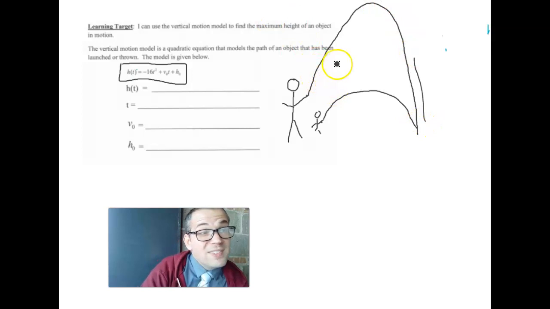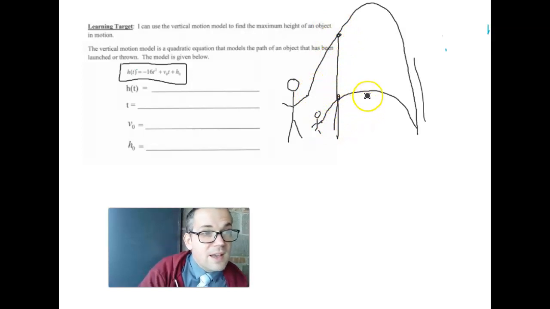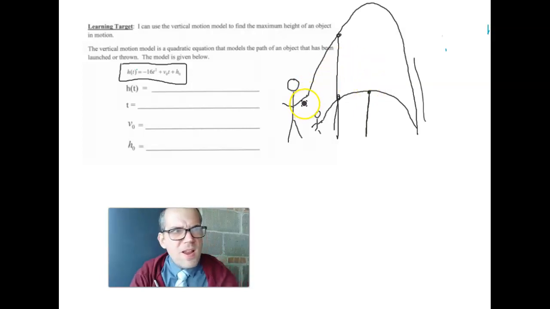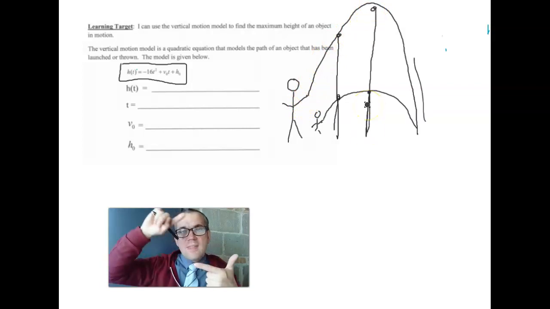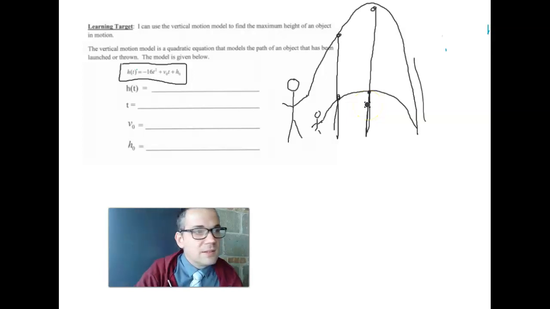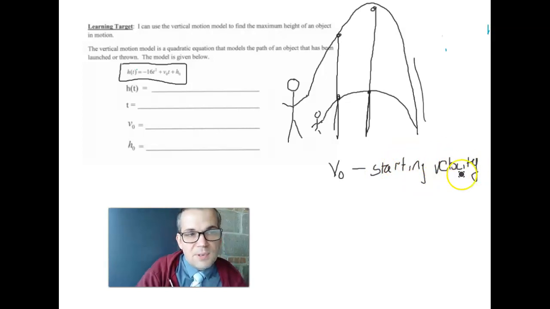So maybe after 1 second passes, this guy's ball is this high, but this guy's ball is higher because he left his hand higher and he threw it harder. Maybe after 2 seconds, this guy's ball is like here. It's this height from the ground. It's a Y value. This guy threw it harder. He left his hand at a higher place. His ball is higher. But the point is, how high that ball goes at any given moment is determined by two things. How hard they threw it. That's what v sub 0 stands for. It stands for starting velocity. And then h sub 0, which stands for starting height.